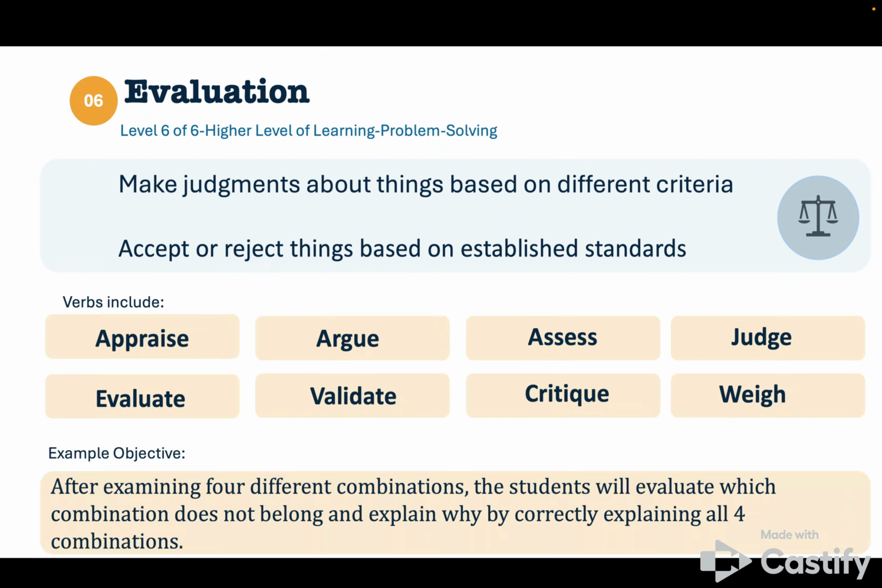For example, after examining 4 different combinations, the students will evaluate which combination does not belong and explain why by correctly explaining all 4 combinations.